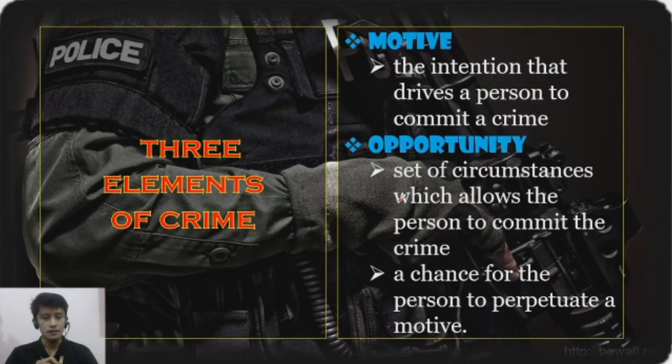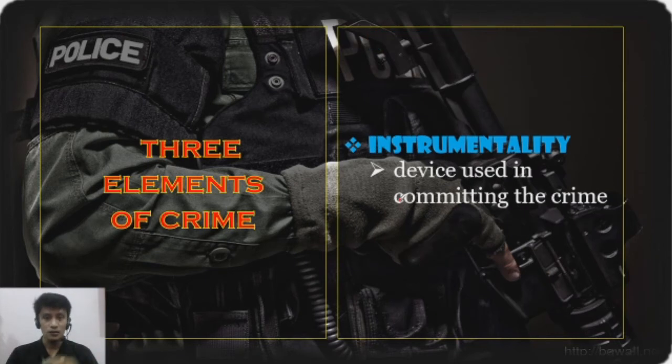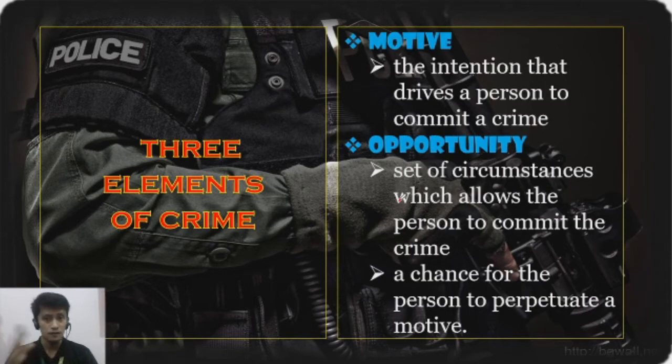And then let's try to review the 3 elements of crime, because in here we are going to talk about crime prevention and then police operations. So if you remember, we have the motive, and then the opportunity, and then the last one is instrumentality, or in some books they define it as capability. Just simply for the motive, the intention that drives a person. So nandyan, maybe hatred, maybe jealousy, maybe anger or for vengeance. Those are the motives that usually a criminal has.